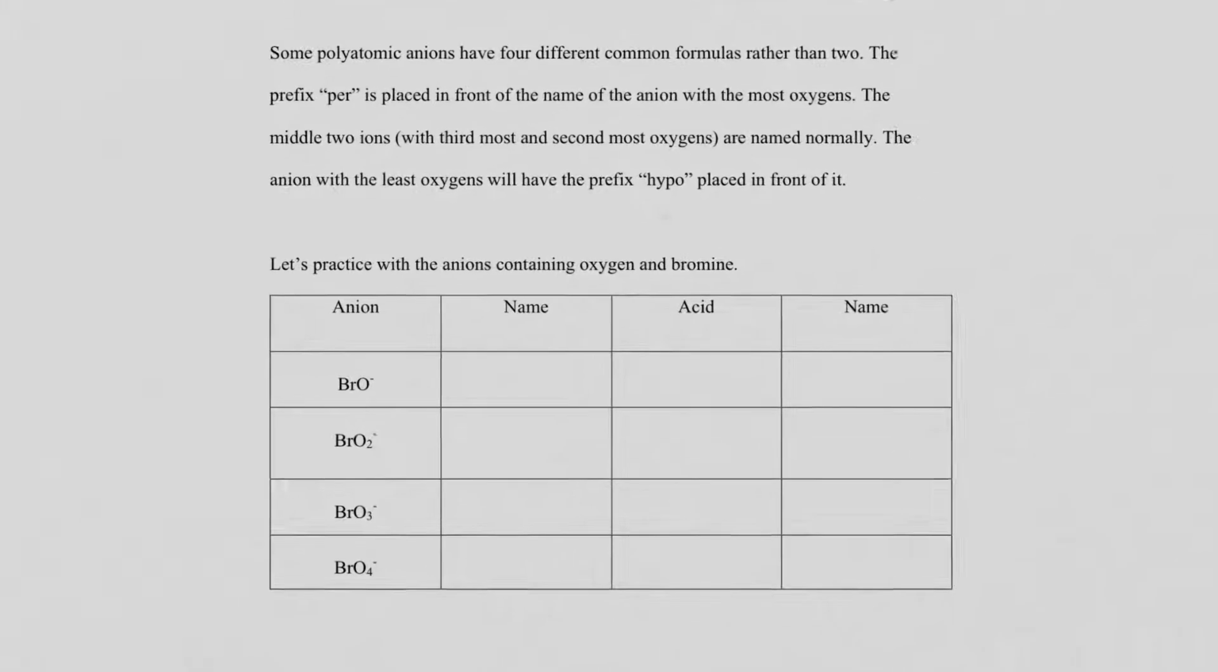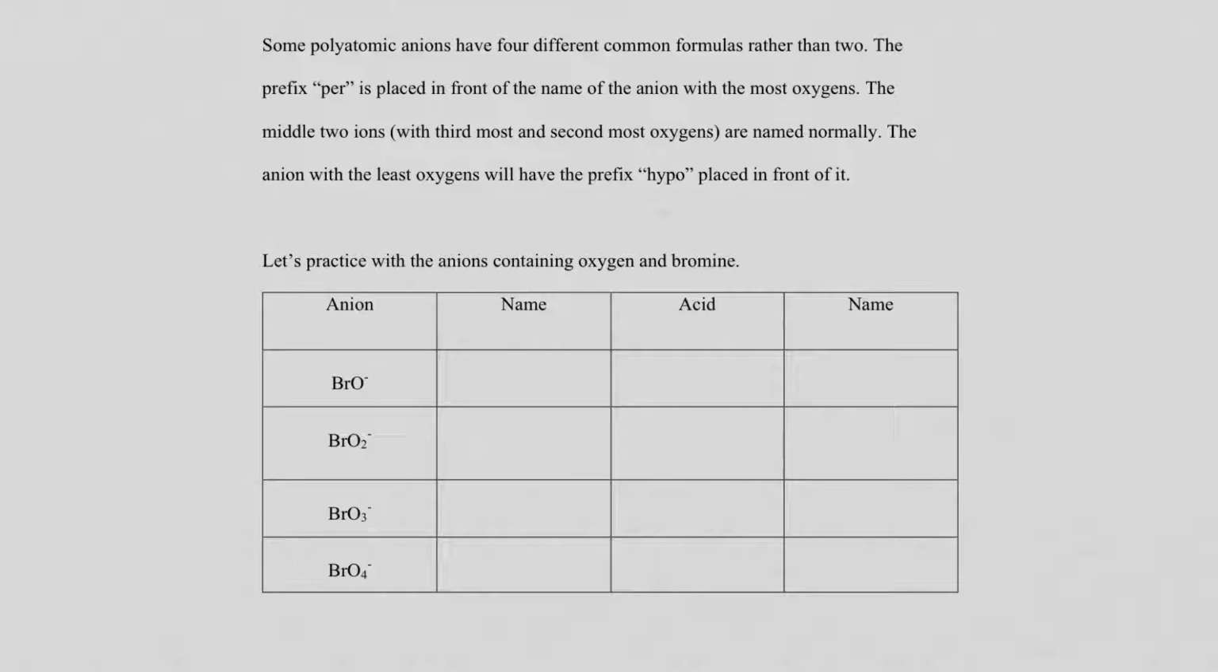So some polyatomic anions have 4 different common formulas rather than 2, right? So that nitrate anion, we know we have nitrate and nitrite. NO3 is nitrate, more oxygens. NO2 is nitrite, less oxygens. But some polyatomic anions actually have 4 different common formulas. And the prefix per is placed in front of the name of the anion with the most oxygens. The prefix hypo is placed in front of the name of the ion with the least oxygens, and the middle 2 are named normally with ate and ite, respectively, based on the quantity of oxygens. Again, it follows the same mnemonic as nitrate, so the ate ending goes on the anion with more oxygens, the ite ending goes on the anion with less oxygens.